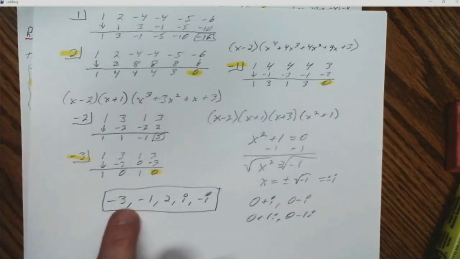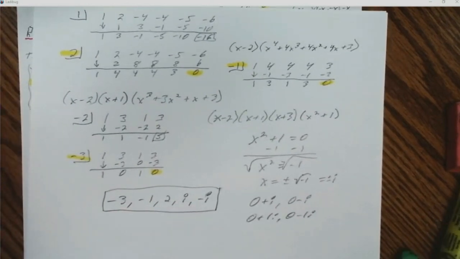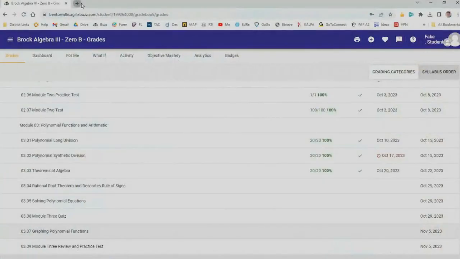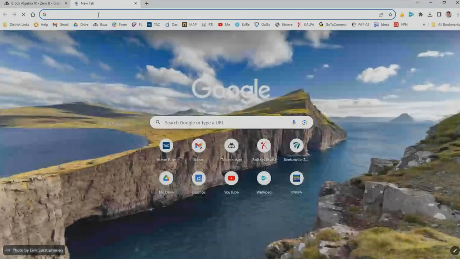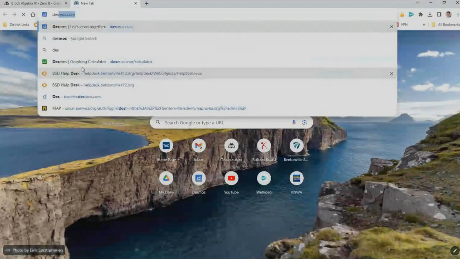3, -3, -1, 2, i, and -i. Like, wow, let's see if we're right. We're gonna go right here to Desmos, the graph calculator, and we're gonna put this equation in and see what it looks like.